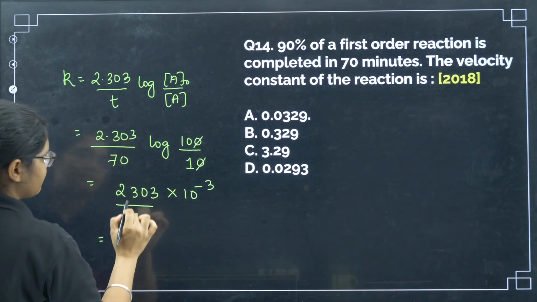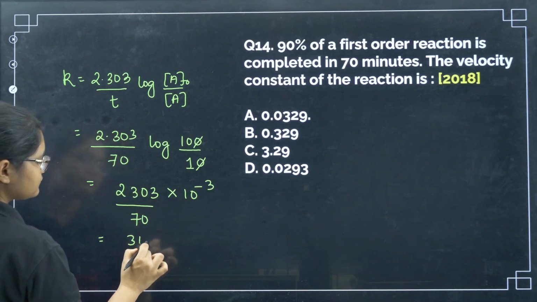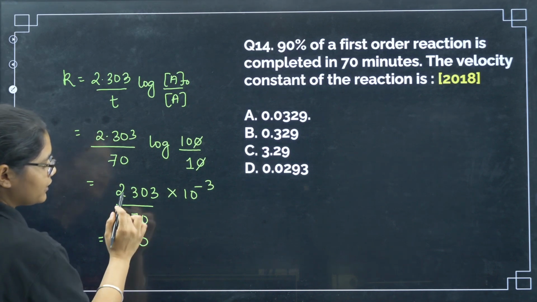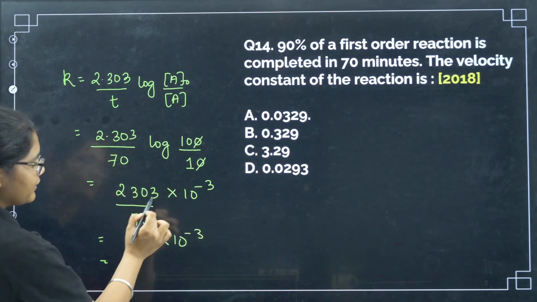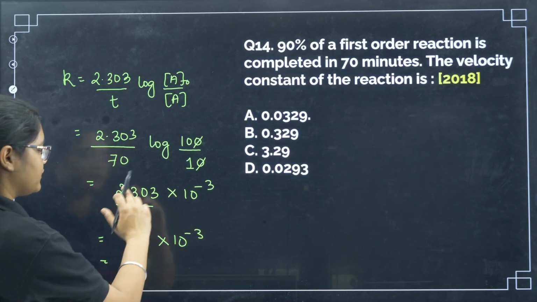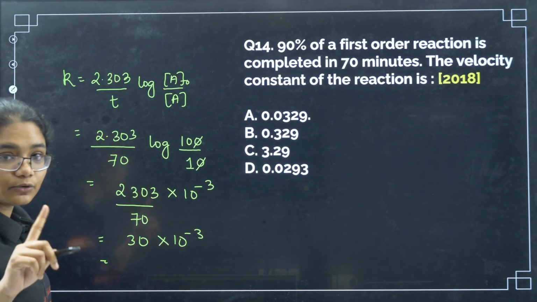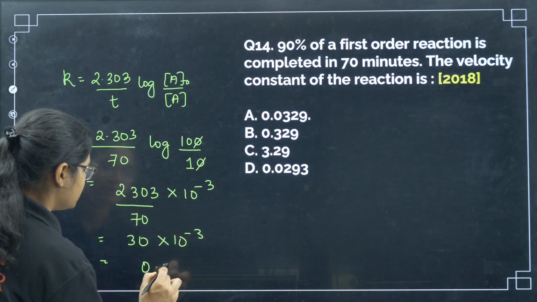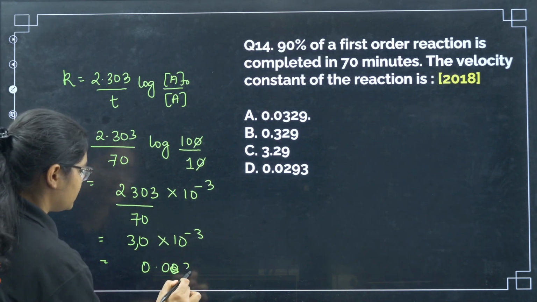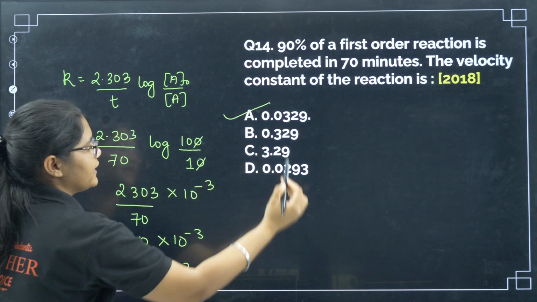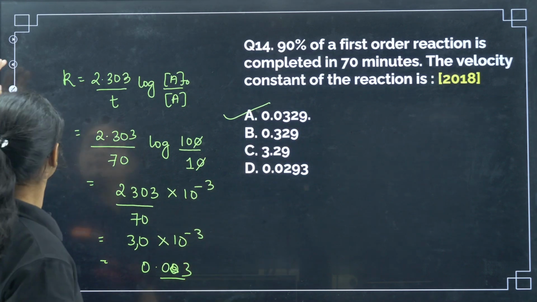So I can say that 70 into 30 will be 2100 into 10 to the power of minus 3. I am just rounding it off to 2100 because I know that will be divisible. So this is where you can use the trick. I will get 0.0, 1, 2 and 3, right? 0.03, I will get something. So the nearest answer is option number A here.